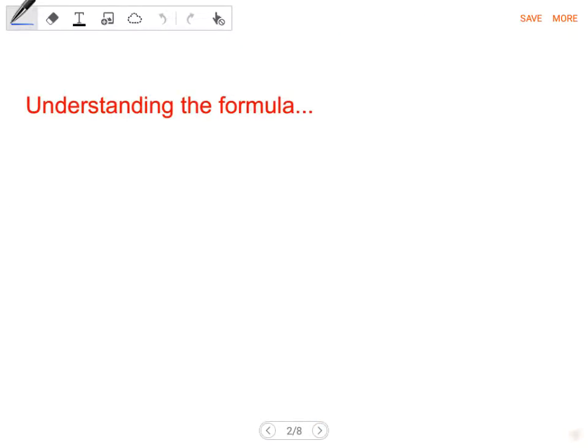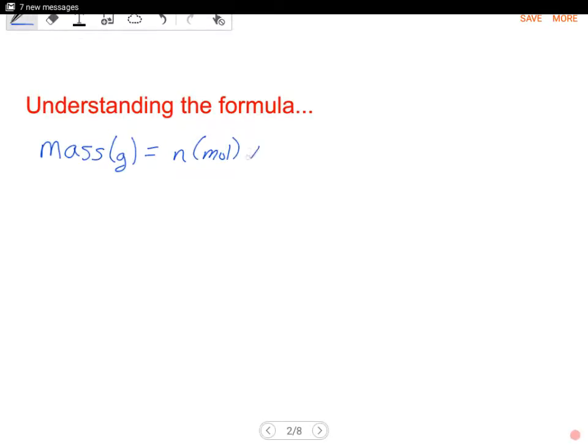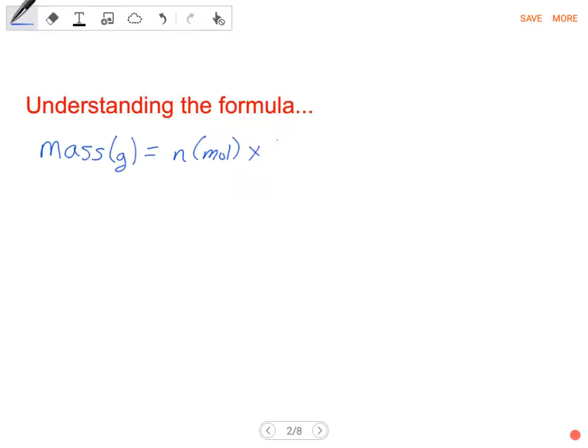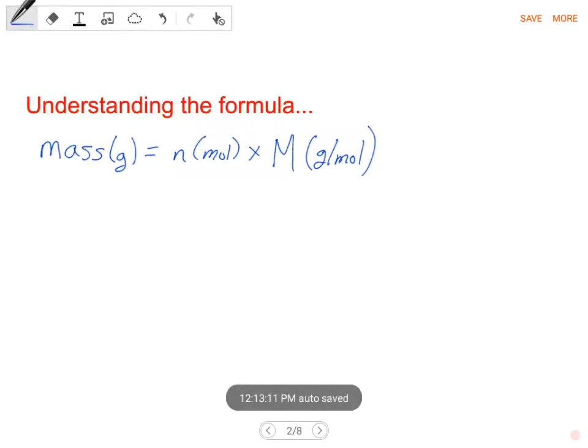Okay, so there's a basic formula that we use here. The formula looks generally like this: mass, and that's in grams, equals N, which is moles, times capital M, which is molar mass, in grams per mole. So now we're going to abbreviate that: m equals nM. Of course there's no symbol in between, that's multiplication.